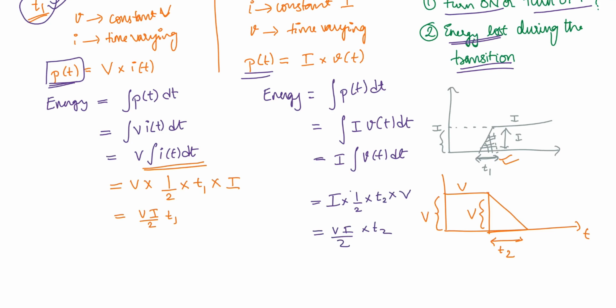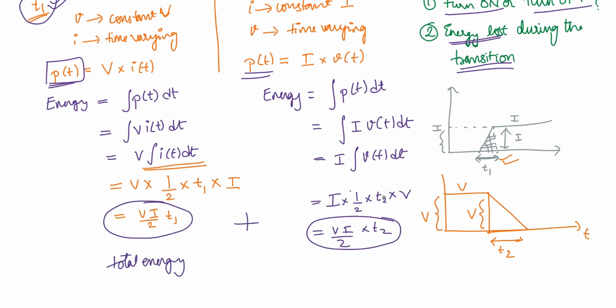So this is the energy during T1 and this is the energy during T2. So what will be the entire energy, the total energy during transition? It will be the sum of both these energies. So the total energy during the switching transition is equal to VI by 2 times (T1 plus T2). This is the answer to the second question.